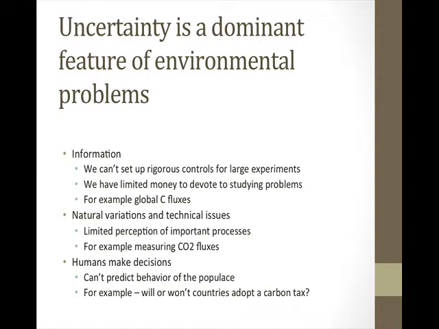And then finally, humans make decisions in that same realm about carbon flux. For example, it'll have a big impact on carbon flux and where the carbon goes and how it's handled if countries adopt a carbon tax. But that's just so much up in the air all around. It's very difficult to predict what might be the impact of that carbon tax. And then it's even more difficult to predict whether people are actually going to enact it in different countries or not.